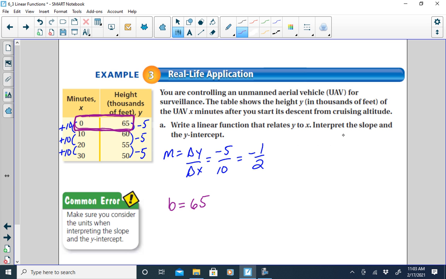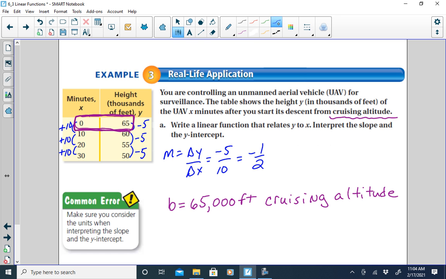They're asking us to interpret the slope and the y-intercept. Well, let's do the y-intercept first. The y-intercept is the height in thousands of feet, and we're told that the y-intercept here is 65. So that 65 represents 65,000 feet. And that 65,000 feet, from the information in the problem, is our cruising altitude.